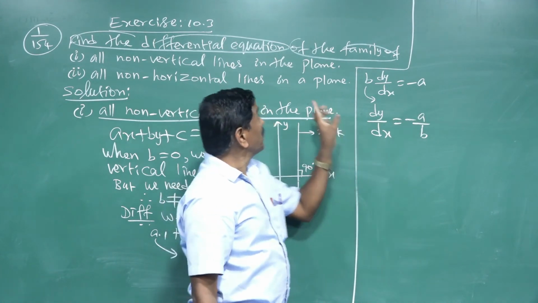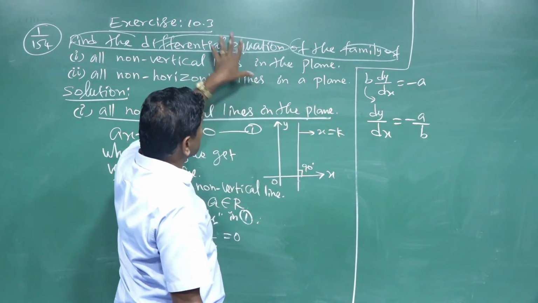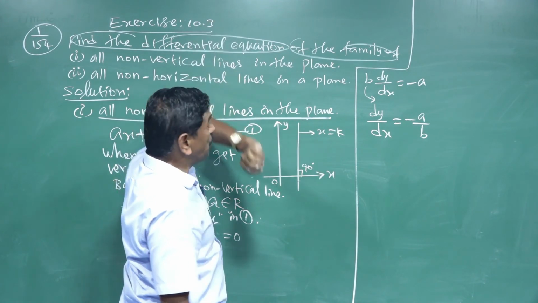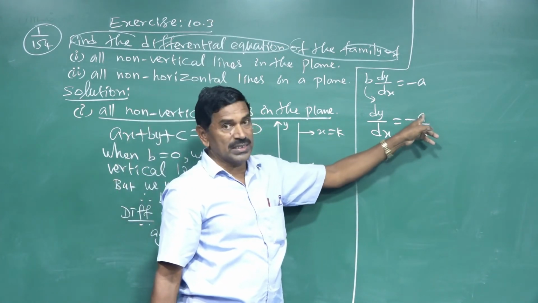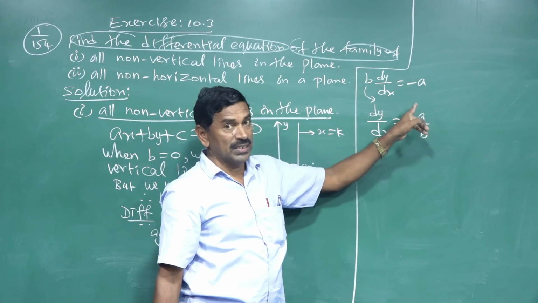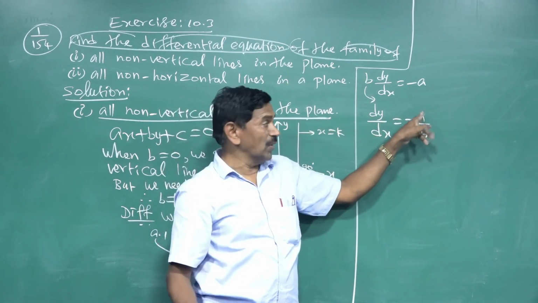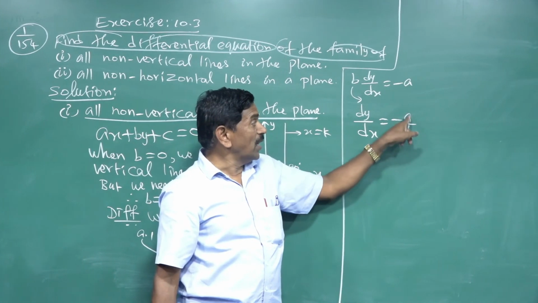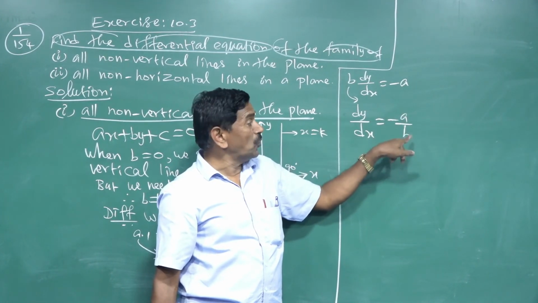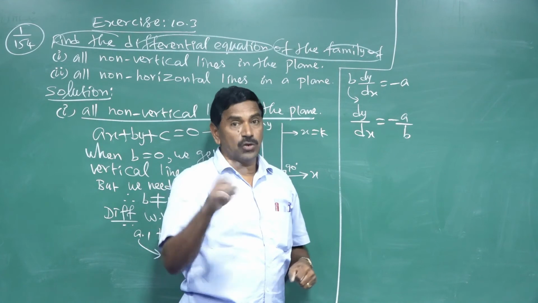See, form the differential equation means we want to eliminate the constants. We should eliminate the constants. Now listen, here there are two constants. Therefore, we want to differentiate twice.